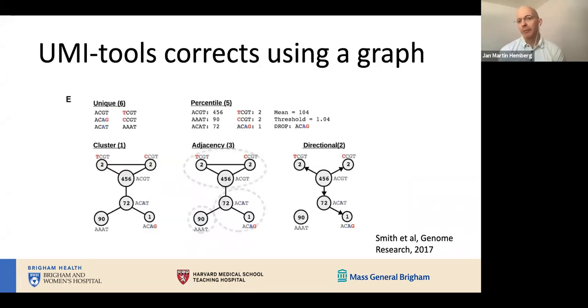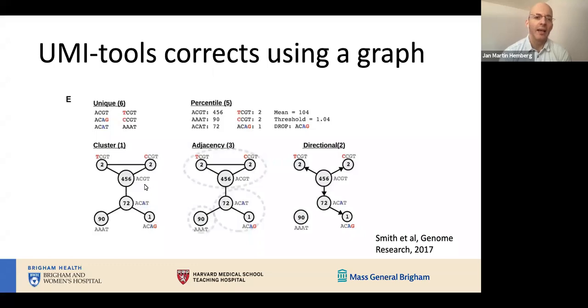One of them is called UMI tools, and it is based on a sort of graph approach. Basically what they do is look at nearest neighbors in terms of the number of errors, or differences, in the Hamming distance of these UMIs. And then based on the patterns, they can infer what types of errors were the most likely to have occurred.